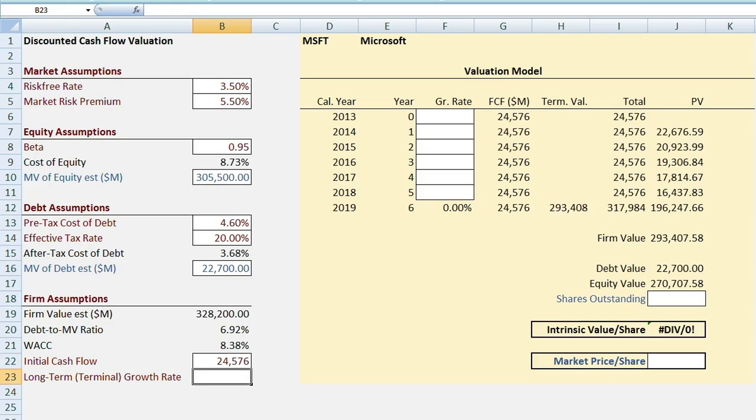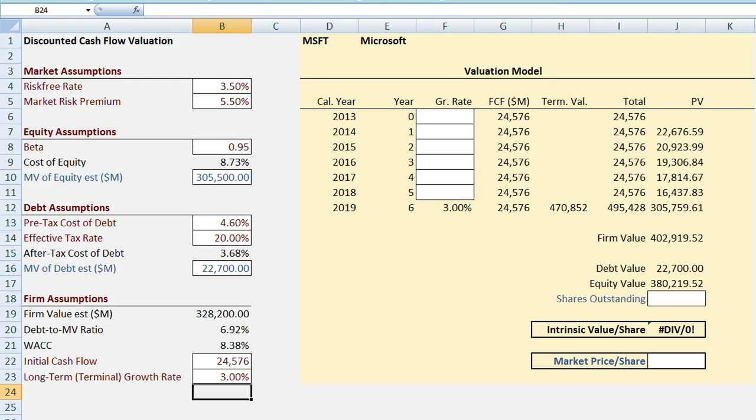For that long-term terminal growth rate, I'm going to mirror what I did in the hypothetical example here and use 3%. This is just my standard that I put in for a model when I first approach it, where I'm using 3% to represent the long-term growth in the overall economy.